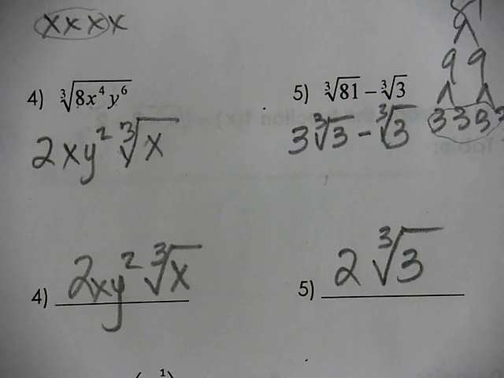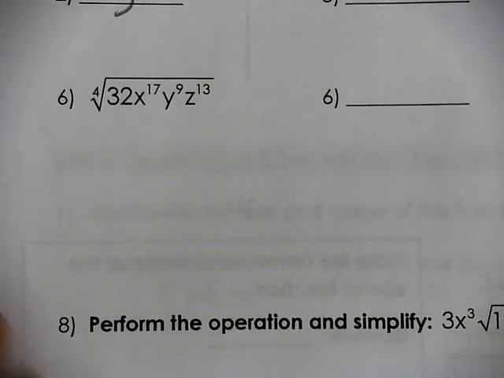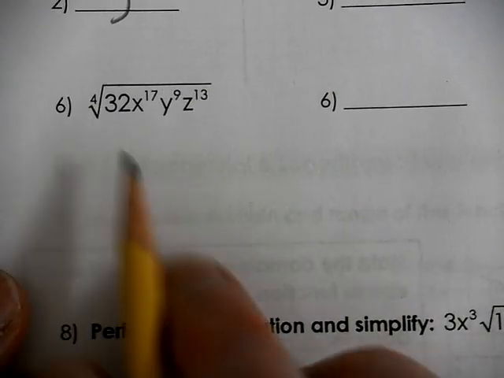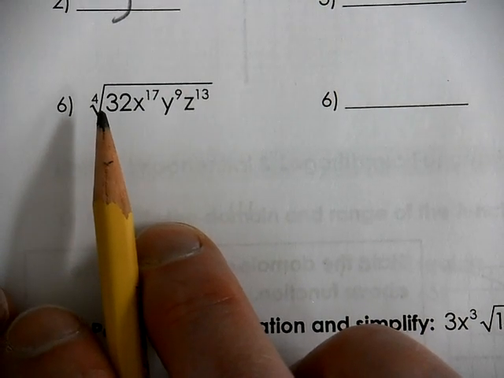Any questions about that? Okay, we jump down to number 6. Number 6 is the 4th root. So we're looking for 4 of a kind.